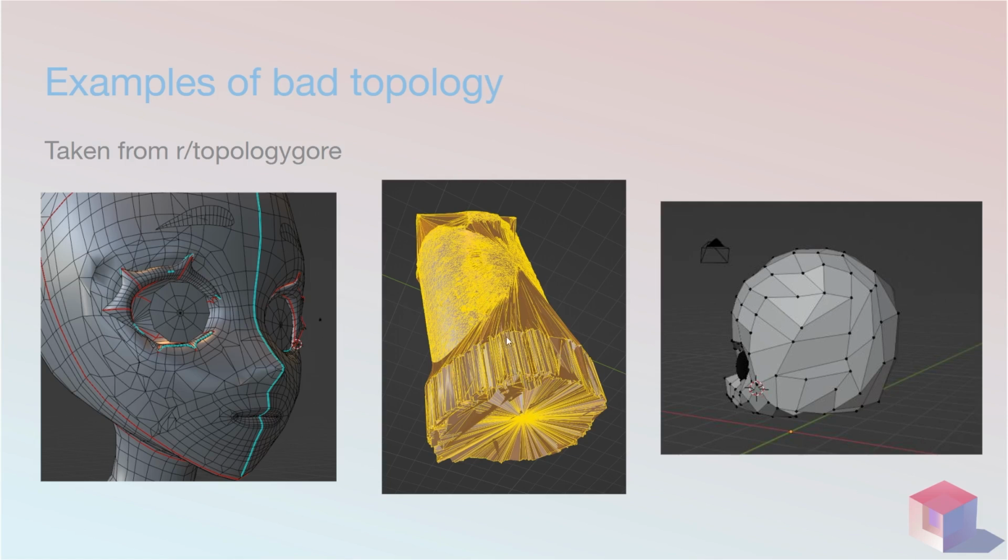These tend to happen a lot if you're taking photogrammetry scans of real life objects and converting them into 3D. You tend to have this, and you've got to fix it up, and it's pretty annoying.